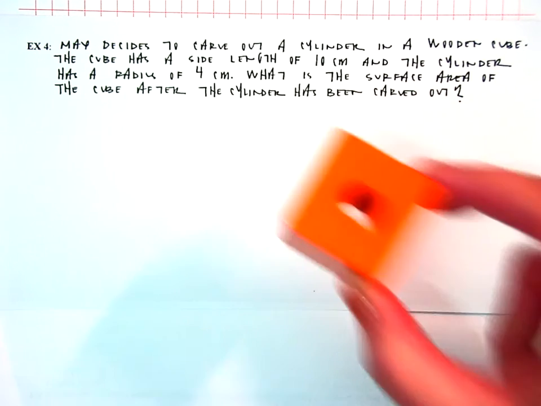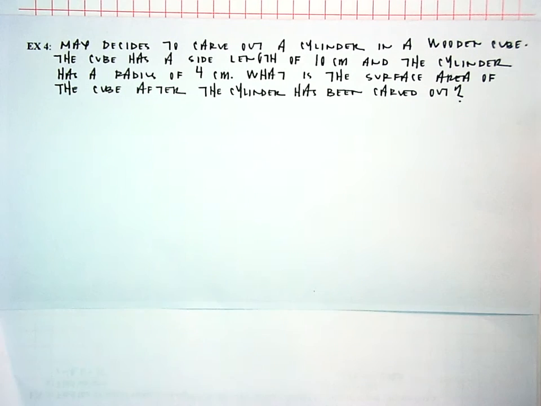Okay, so let me go back to the beginning. We have Max. Max decides to carve out a cylinder in a wooden cube. The cube has a side length of 10 centimeters, and the cylinder has a radius of 4 centimeters. What is the surface area of the cube after the cylinder has been carved out?